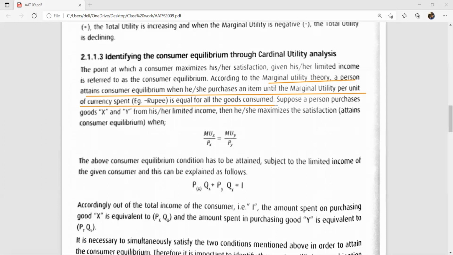Right. So the above consumer equilibrium condition has to be attained subject to the limited income of a given consumer, and it can be explained as follows. What does this content represent? The consumer purchases a number of goods like X and Y multiplied by the price. Quantity of X multiplied by its price plus quantity of Y multiplied by its price should equal income. Limited income is spent on purchasing these two. If this condition meets such a requirement, it is called consumer equilibrium. I will show you how to calculate such a working.